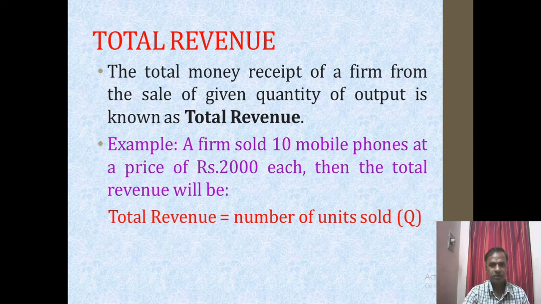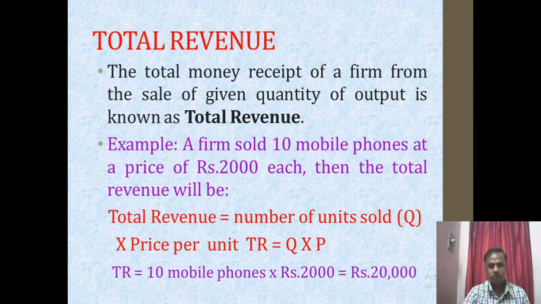So to find the total revenue, the formula is number of units sold, which is 10 mobile phones, into price per unit, which is rupees 2000. So total revenue is equal to number of units sold into price per unit, or TR = Q × P. Q means the quantity of output sold. P means the price per unit. So TR is equal to 10 mobile phones into rupees 2000 each. So 20,000 is the total revenue.